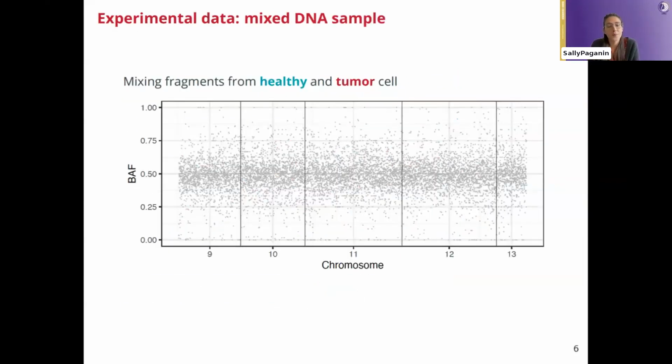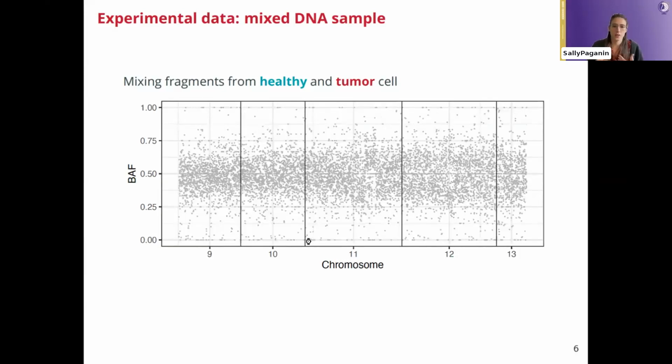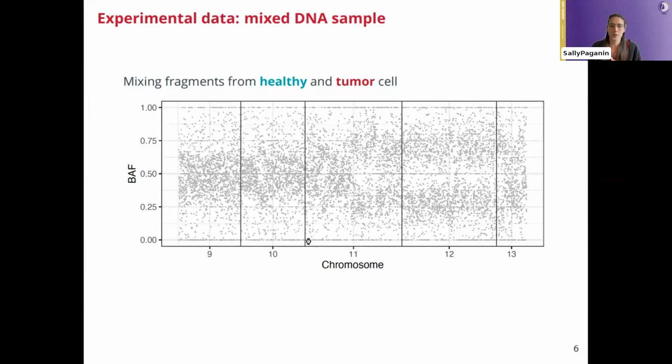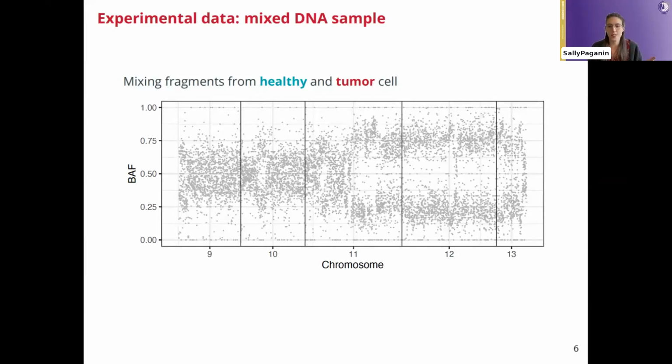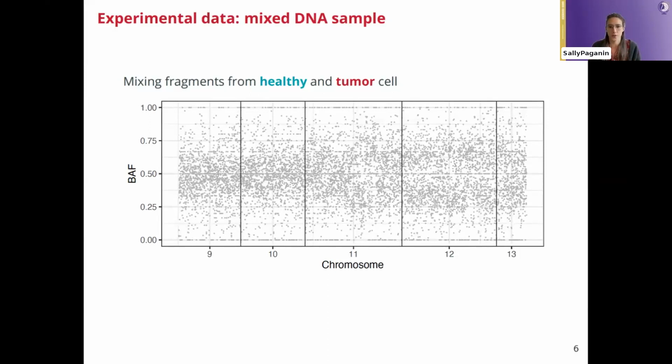Second aim is to be able to deal with the samples that are a mixture between signals from healthy and tumor cells. And here I put together some data from an experiment where some scientists took fragments from healthy cells and a tumor cell and mixed it together in different proportions.